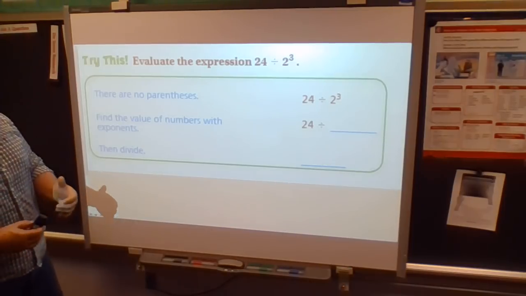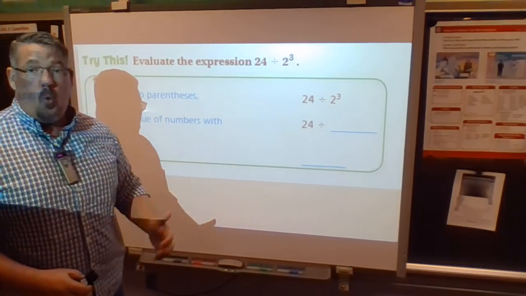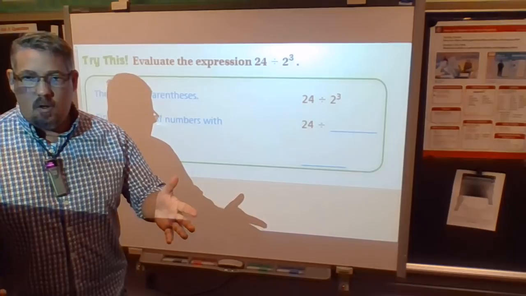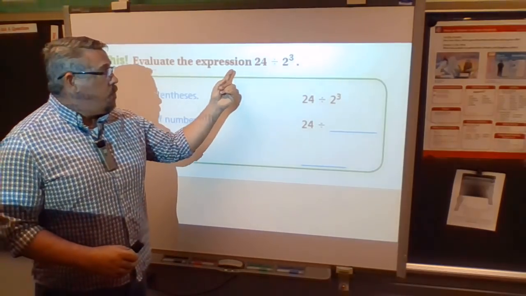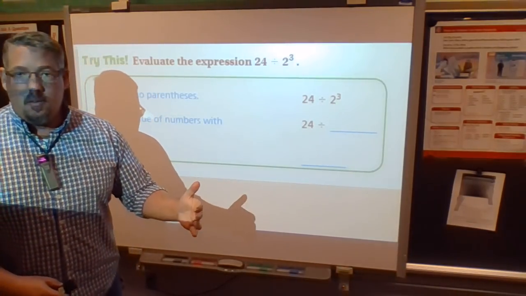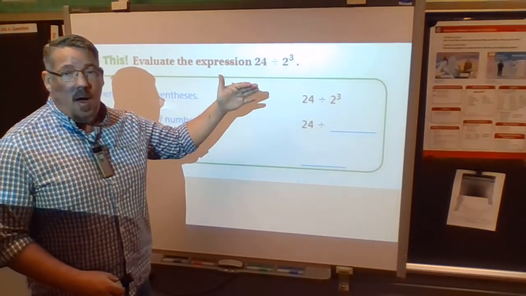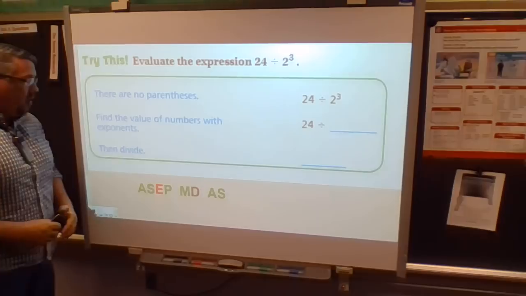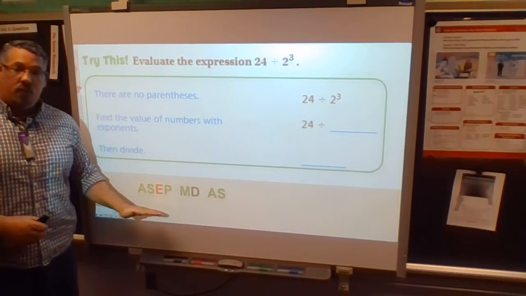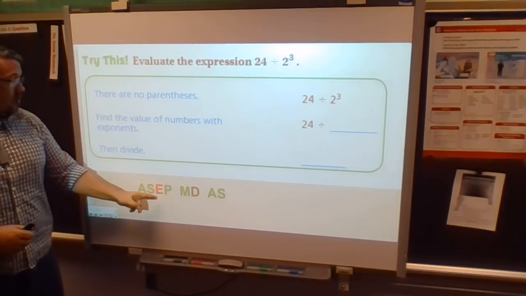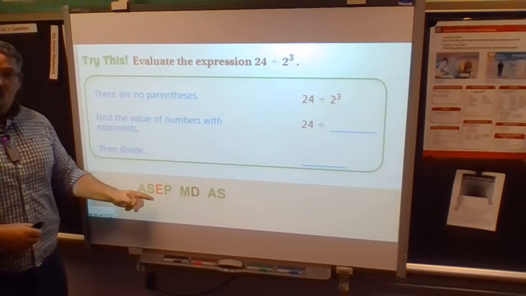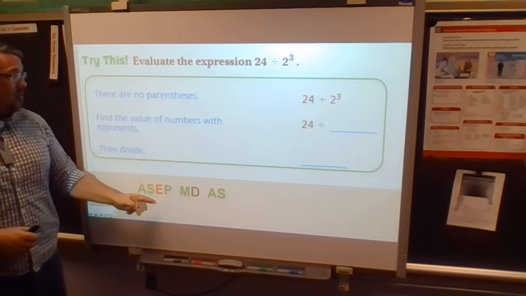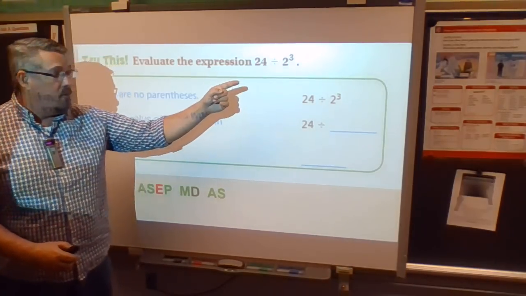All right, so when I have things like this, it says evaluate, once again, big fancy word that means solve the problem, of the expression, a math problem without an answer, of 24 divided by 2 cubed. Order of operations is always going to be the key to being successful with these math problems. So I know I have to start with absolute value and square roots, which I don't have, but I'm going to have my exponents. So I'm going to take my 2 cubed.